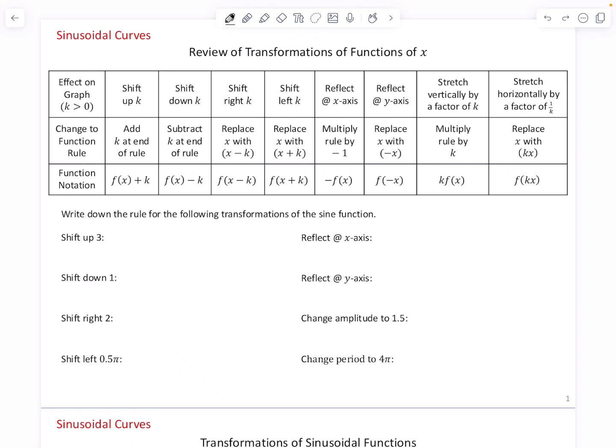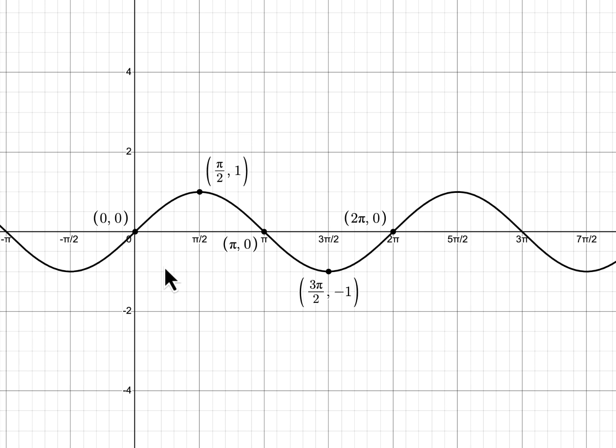Hello students, today's lesson is on sinusoidal curves. The word sinusoidal simply refers to functions that are waves, like the sine and cosine wave, and any transformations of them. We will review 8 different transformations, including vertical shifts, horizontal shifts, reflections about either axis, and vertical and horizontal stretching. Let's take a look at the graph of y equals sine of x.